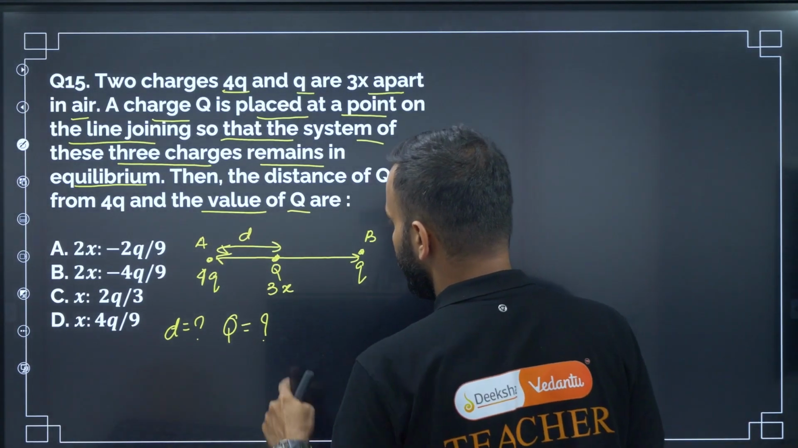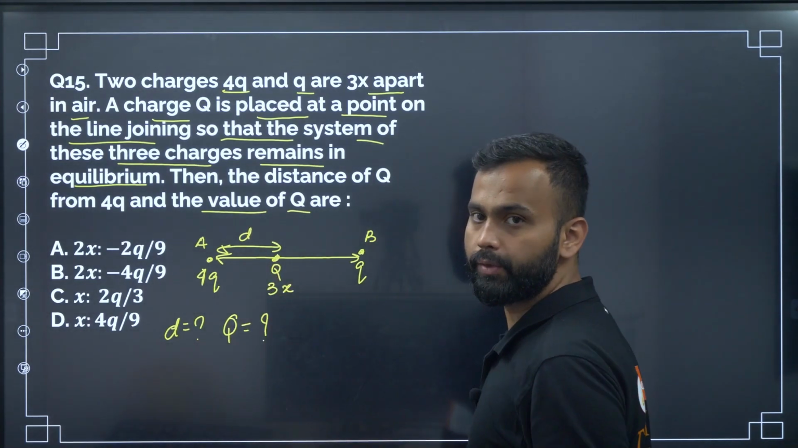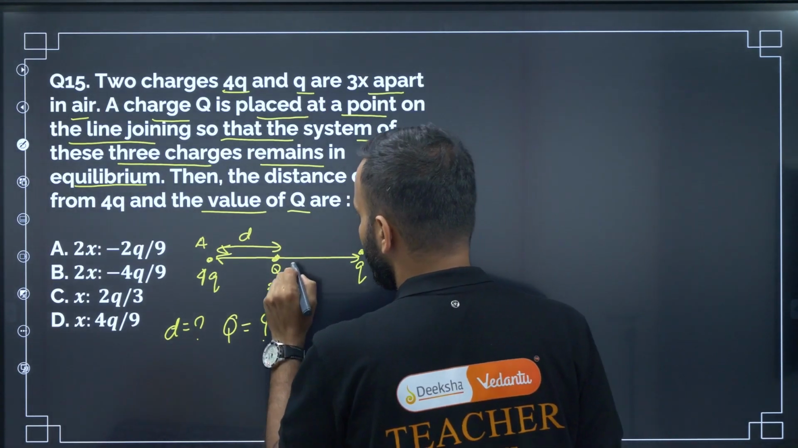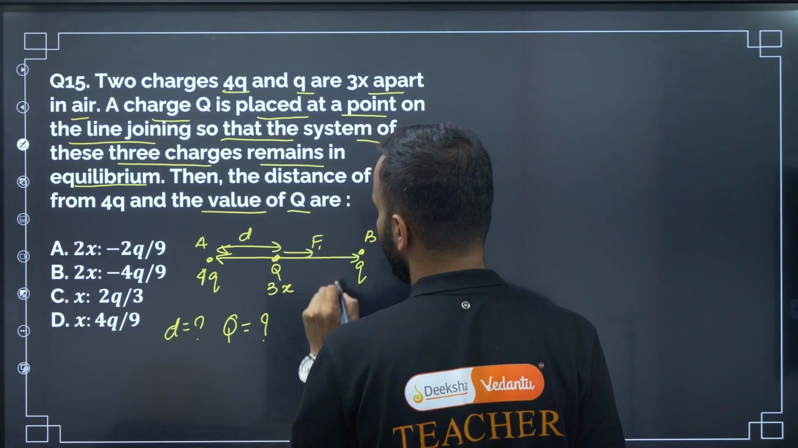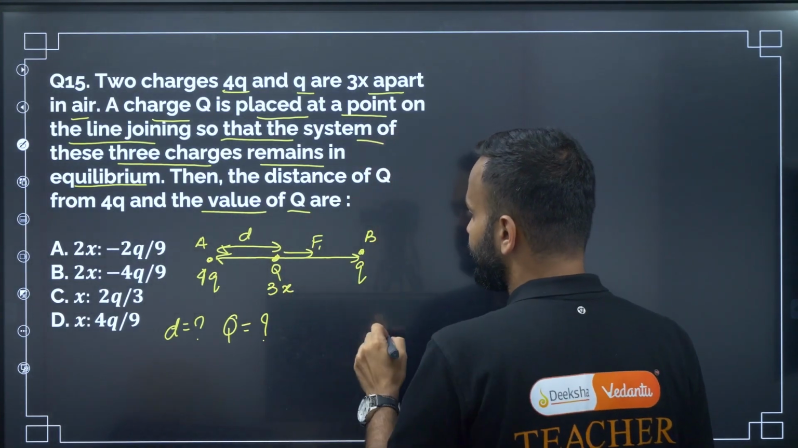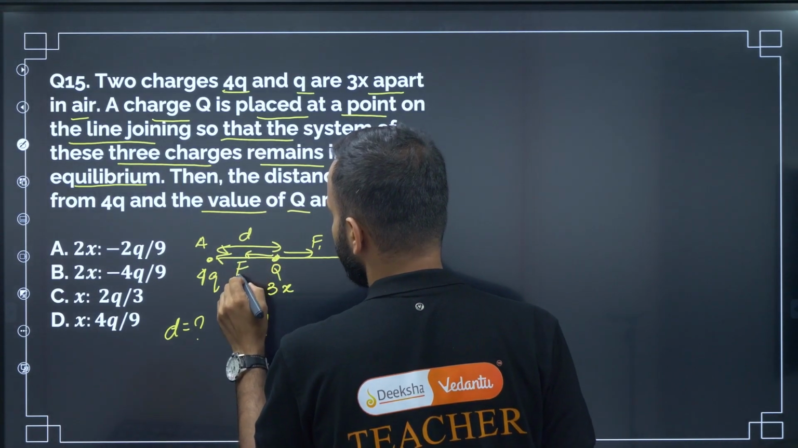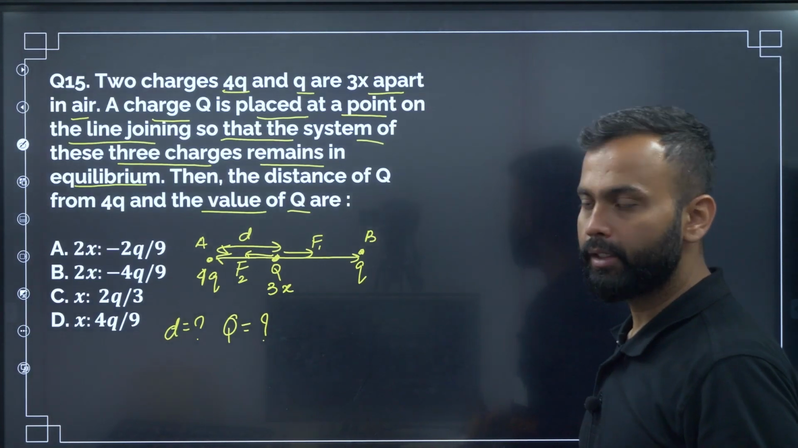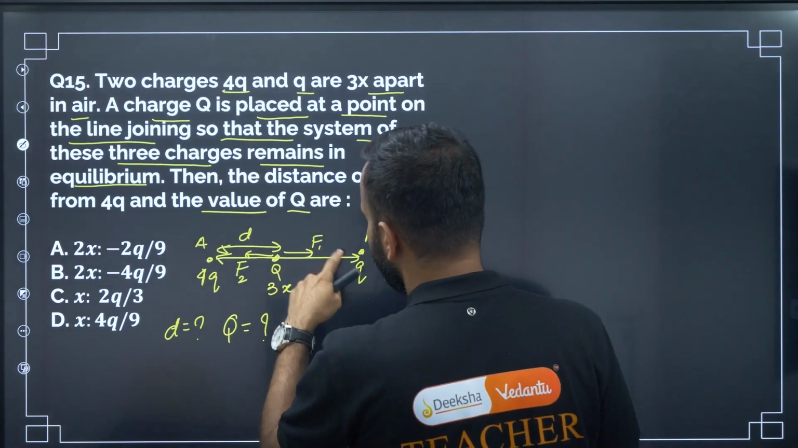So here the whole system remains in equilibrium, right? That is, this q is also in equilibrium. It is not moving. That is, the force acting on this capital Q charge due to 4q, let's say F1, is cancelled by the force acting on capital Q charge due to small q charge, that is F2. So then only it can be in equilibrium, right? So let's write F1.